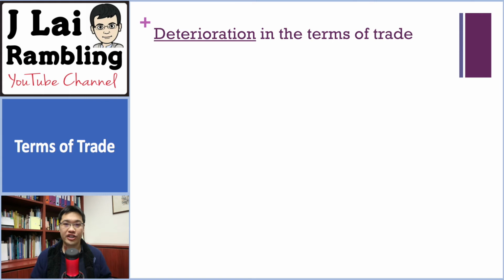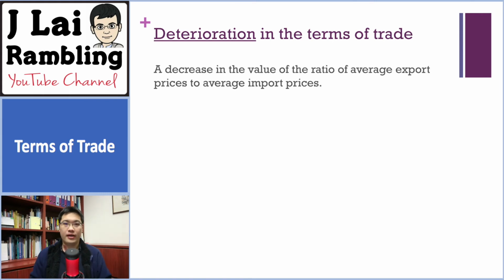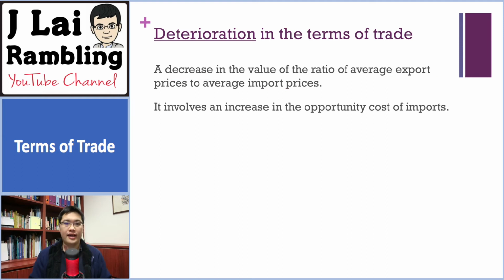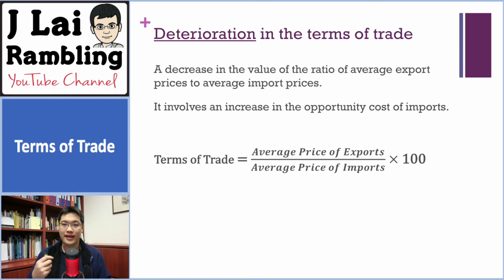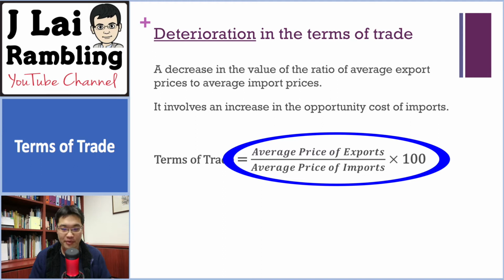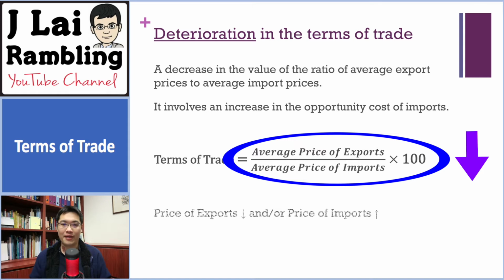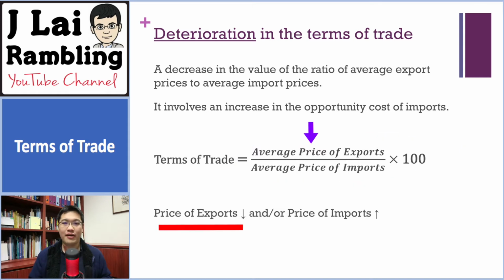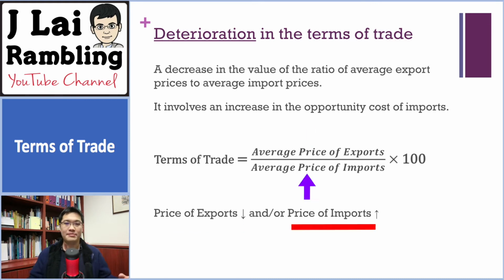Let's look at the deterioration in the terms of trade. What does this mean? This is a decrease in the value of the ratio of average export prices to average import prices. And again, it involves an increase in the opportunity cost of imports. We'll get onto that for a moment. But remember, the terms of trade mathematically is the average price of exports over the average price of imports multiplied by 100. So therefore, a decrease in the value of the ratio is only brought about by either a fall in the price of exports, okay, which decreases the numerator here, and/or an increase in the price of imports, okay, and this makes that number smaller.